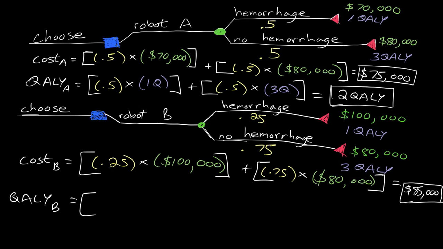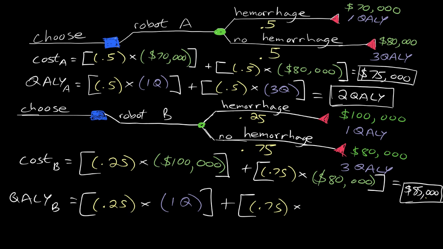And the single quality associated with robot B, that's also going to be another weighted average. So what is this? It's going to be the probability weight of hemorrhage, 0.25, times the quality of hemorrhage. That's going to be 1. 0.25 times 1. Take that quantity, and then we're going to add to it 0.75 times the quality of no hemorrhage, which is 3. So 0.75 times 3. Now what is this going to equal? It has to be between 1 quality and 3 qualities, but it has to be closer to 3 qualities because of the higher probability weight of 0.75.